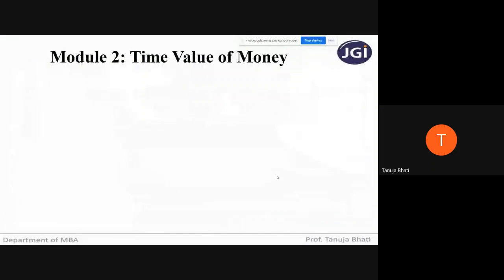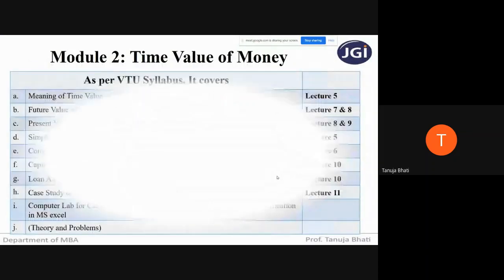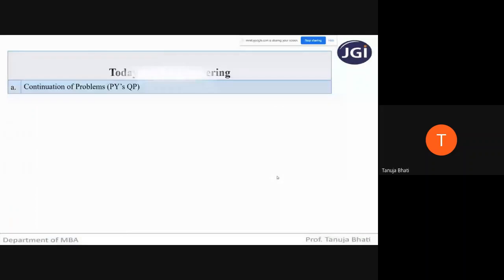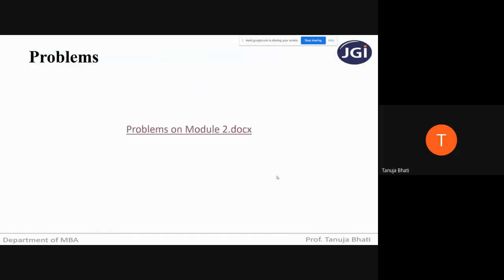Module number 2, as we know, is nothing but time value of money, where we have studied the meaning of time value of money, how to calculate future value, present value, simple interest, compound interest, capital recovery, and loan amortization. We have also seen a case study on loan amortization. Today we will continue with the problems relating to the previous year's question paper, which we had left half in our previous lecture. So let us move ahead to problems on module number 2.